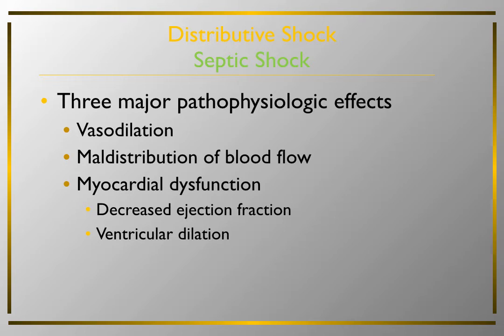So there are three major pathophysiological effects that can occur with septic shock. We get vasodilation, maldistribution of blood flow, and also myocardial dysfunction. Now, patients may be euvolemic, but because of the acute vasodilation, relative hypovolemia and hypotension occur. In addition, blood flow in the microcirculation is decreased, causing poor oxygen delivery as well as tissue hypoxia.